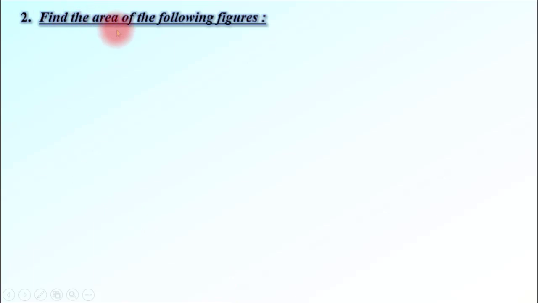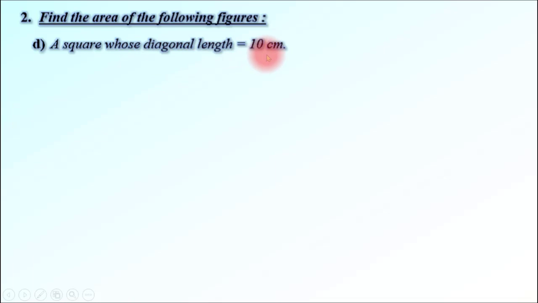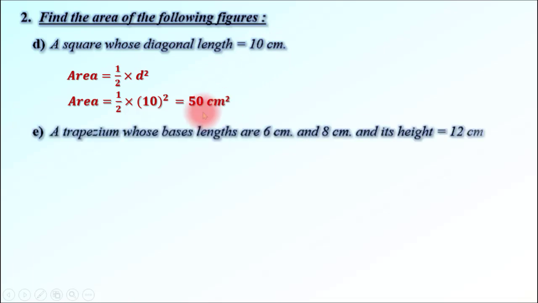Number 2, find the area of the following figures. A square whose diagonal length equals 10 cm. The rule of the square which has diagonals: its area is half times diagonal to the power of 2, which equals half times 10 to the power of 2, equal 50 centimeter square.